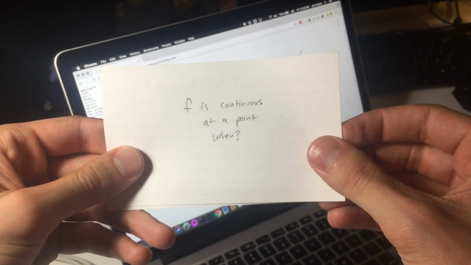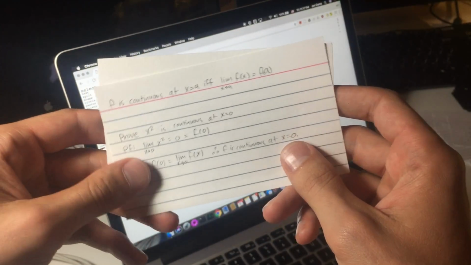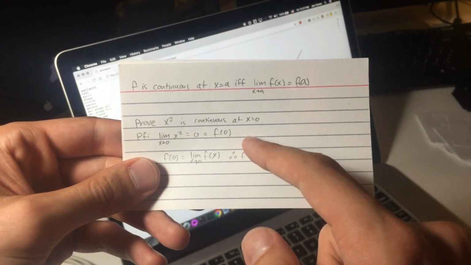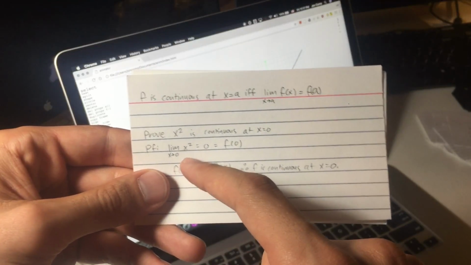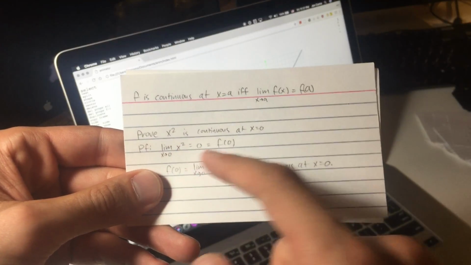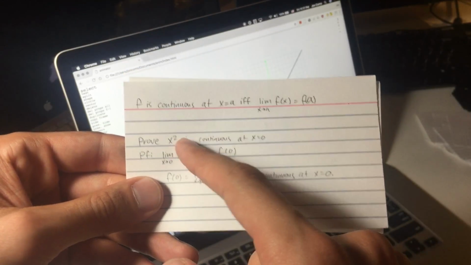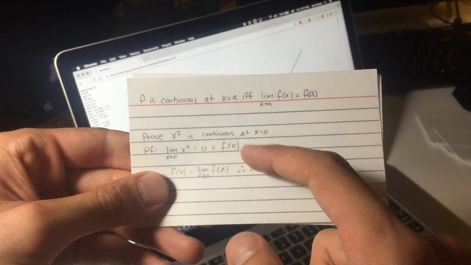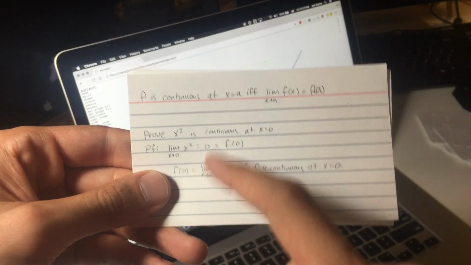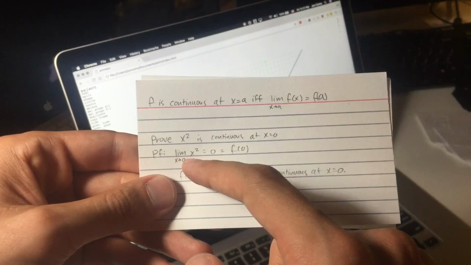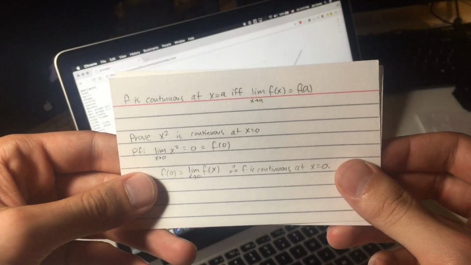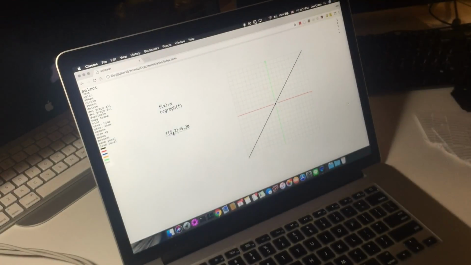So here's another one. F is continuous at a point when we have the same definition of continuous. Oh, this is kind of a proof. So prove x squared is continuous at x equals 0. Here's a proof. We're going to take the limit of the function as x approaches 0. That has to equal f of 0. So in this case, f is x squared. 0 squared is 0, so this is 0. And also this limit, we can bring this in the power, and the limit as x approaches 0 of x is 0. Squared is 0. They're both 0. F is continuous.